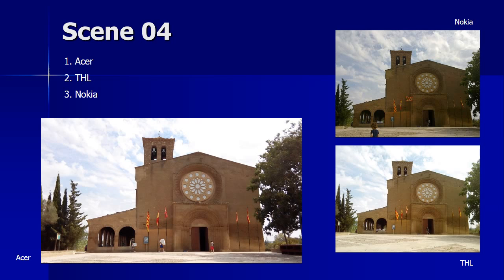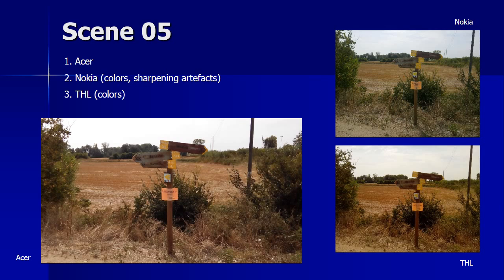This is another winner for the Acer in my opinion. And here you see some details again. The Acer turns out best. If you look at the Nokia with lower megapixels, it does more sharpening. The colors are not quite right. And the THL has problems with the white balance again.